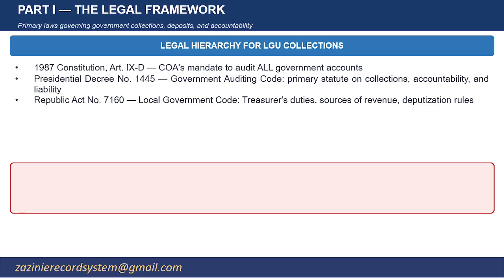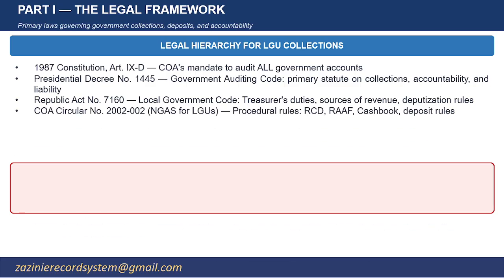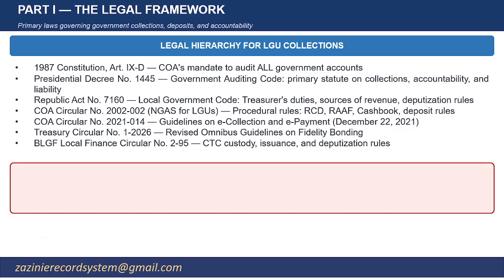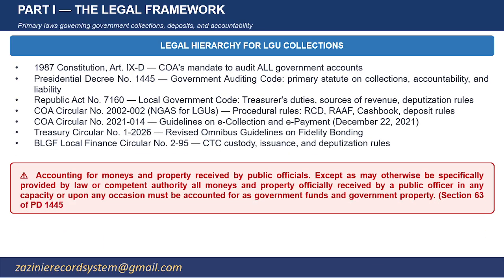Then the Commission on Audit's Accounting Circular number 2002-002, the NGAS for Local Government Units, which prescribes the report of collections and deposits, the report on accountability for accountable forms, and the cash book rules. And finally, Treasury Circular number 1-2026, governing fidelity bonding. These citations recur throughout this guide.